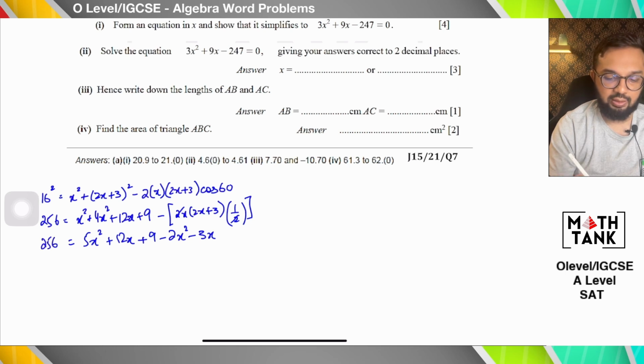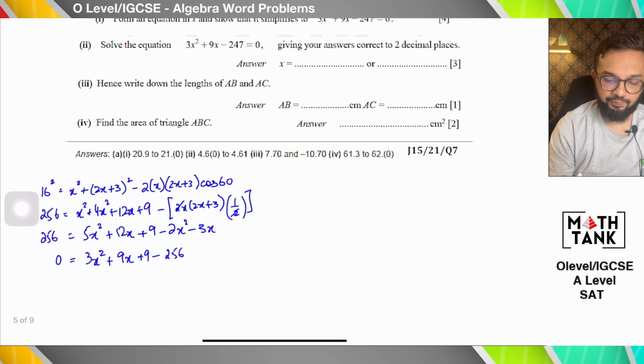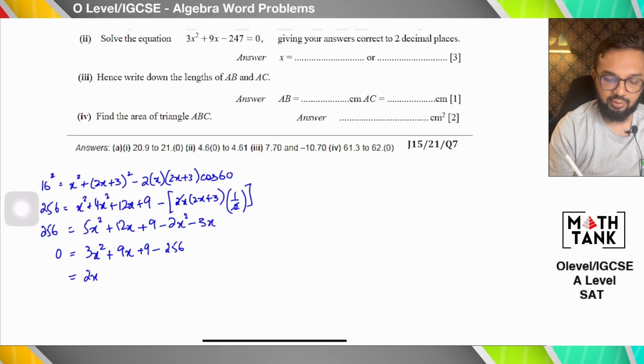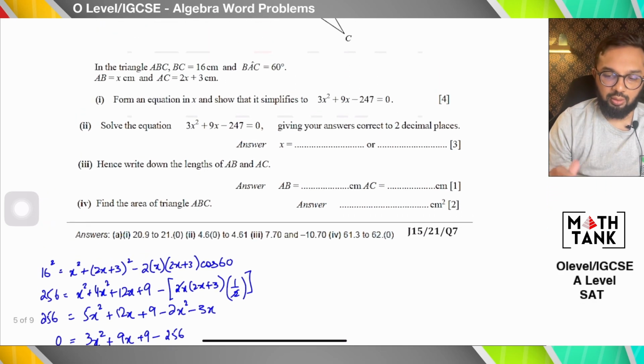Let's see if we get a correct answer. 5x squared, no, that's 3x squared. 5x squared minus 2x squared plus 9x plus 9 minus 256. Does that give me 247? Yes, I think that gives me 247. So minus 247 equals 0.